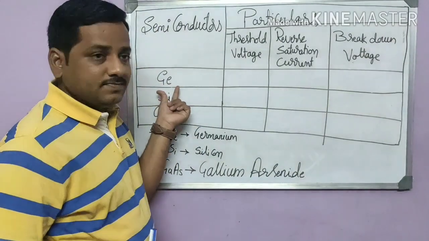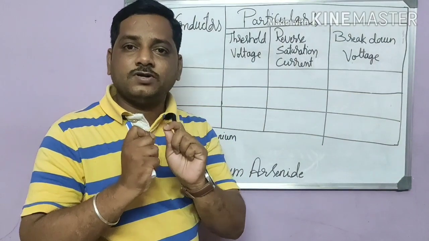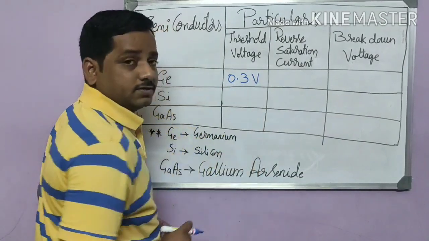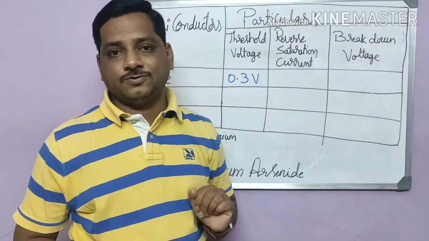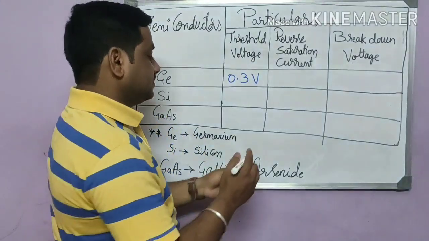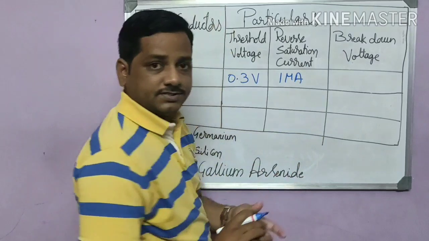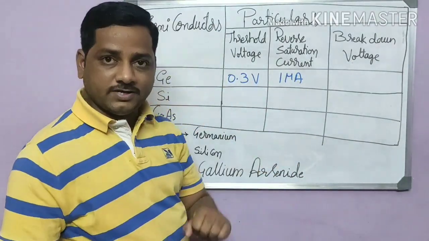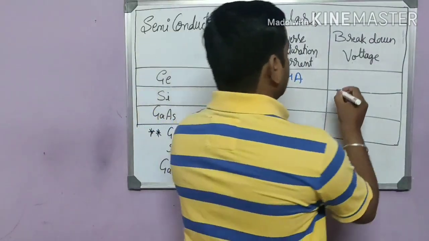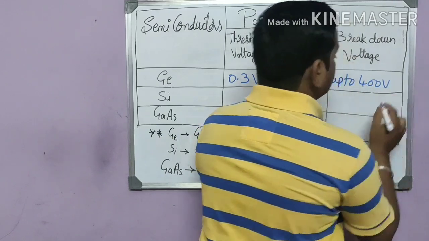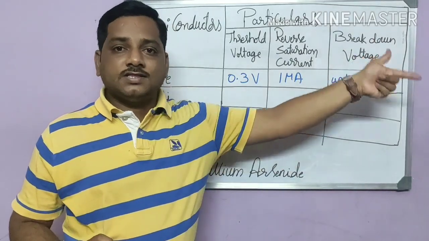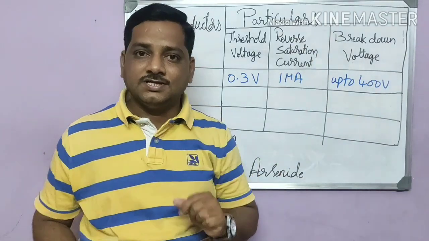If I consider the germanium diode, the threshold voltage, the minimum voltage required to turn on the diode in forward bias, is 0.3 volt. This voltage is a must to start the diode. Before this, the diode will not be in conducting mode. The reverse saturation current is 1 microampere, a very small current in terms of micro, because it is in the reverse direction. Next, the breakdown voltage for the germanium diode will be up to 400 volt. It means in reverse bias I can apply up to 400 volts. If you exceed that, damage occurs and the diode will be damaged.